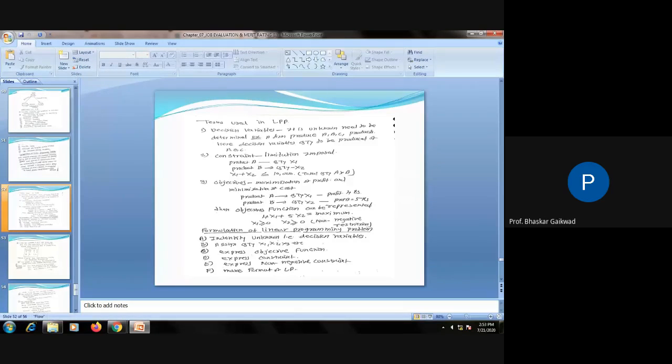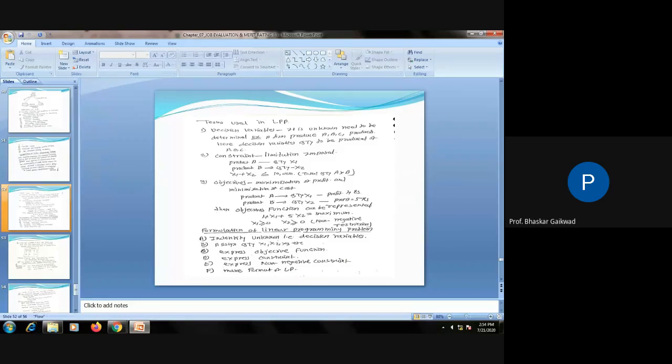Means one industry is there and that industry manufactures three products A, B, C. But here, what is actually the decision variable? Decision variables are unknown. It means how much quantity of A will be produced, how much quantity of B will be produced, how much quantity of C will be produced. So these are the unknowns because we are thinking about it presently. Correct. So these are the decision variables, quantities to be decided.